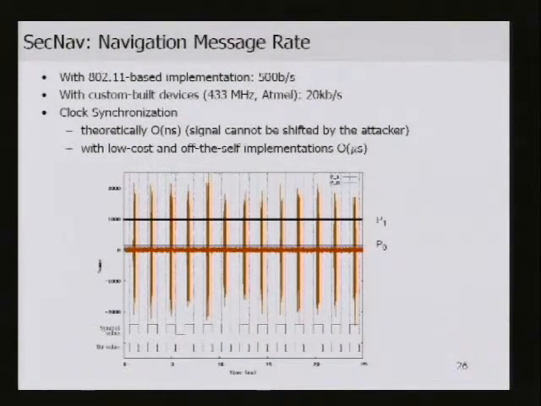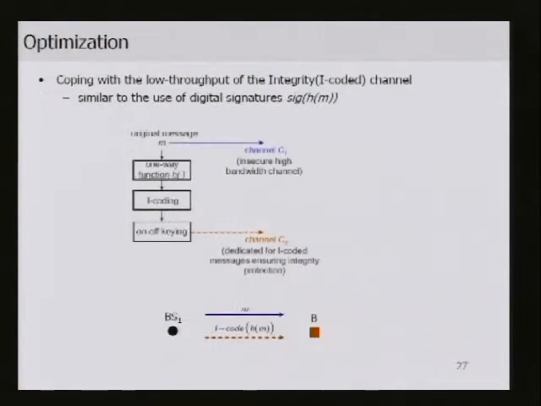Also, in terms of how fast can you go here, well, it really depends on your equipment. But using what we are using here with 802.11 based implementation, 500 bits per second, which is perfectly fine for a navigation signal. But then we also had a custom built pair of devices doing this integrity coding and doing this navigation, and we transmitted at 20 kilobits per second. So it depends how fast you are, how narrow your signals can be, and so on. And you can play with this in terms of robustness. How narrow do you want your system to be, and so forth.